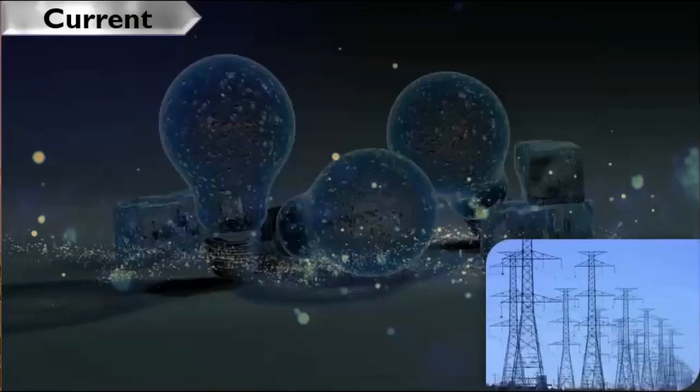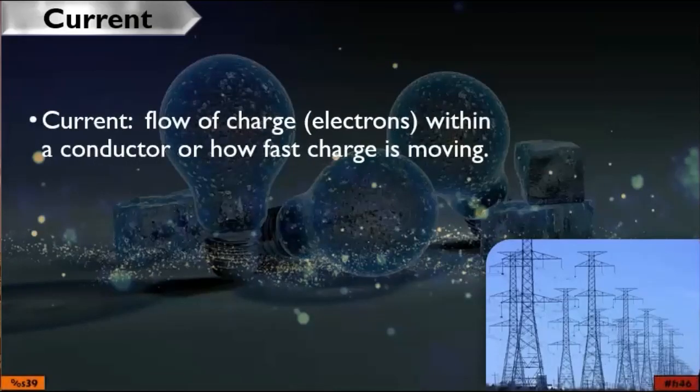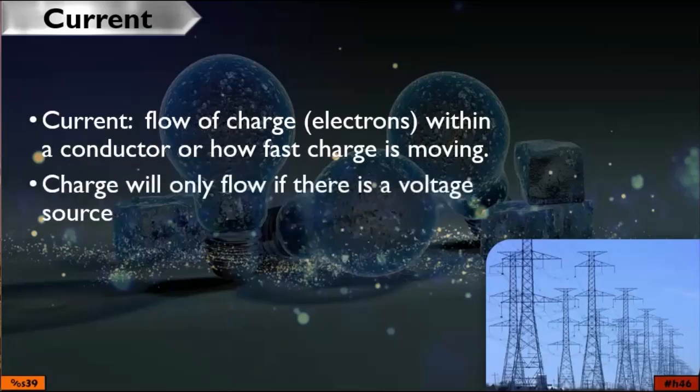This time, let's talk about current. It is the flow of charge within a conductor or how fast charge is moving. Charge will only flow if there is a voltage source. Yes, voltage can exist across a circuit without current, but current cannot exist without voltage.